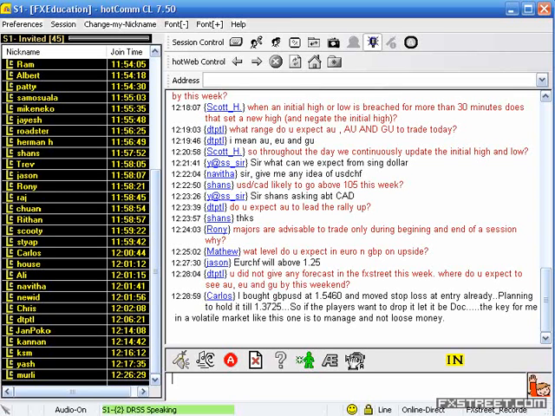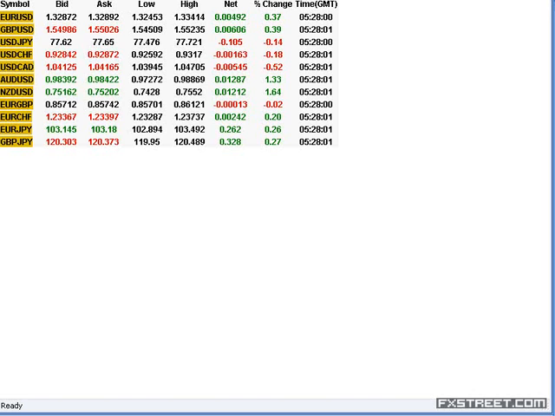I bought GBP dollar at 54.60 and moved stop loss to entry already. Planning to hold it for 1.3725. Okay, 1.3725 it might be. So if the players want to drop it, let it be. The key for me is that in a volatile market like this one, manage and not lose money. Yes, you are right. If they hit you at the stop, it doesn't matter. You will be given a better chance or better level to enter long in those positions.